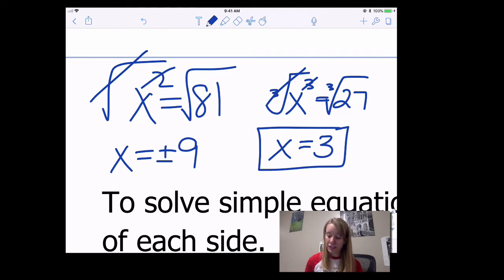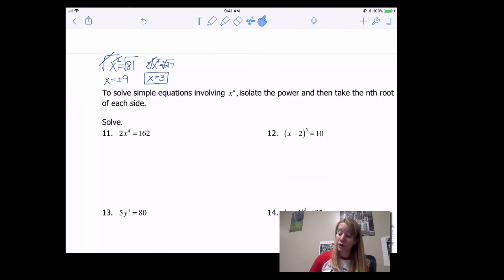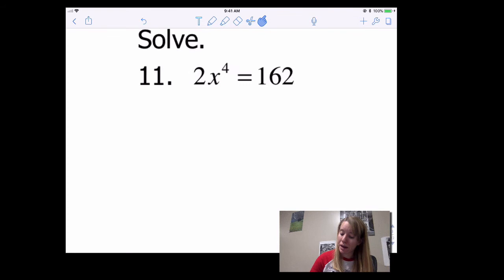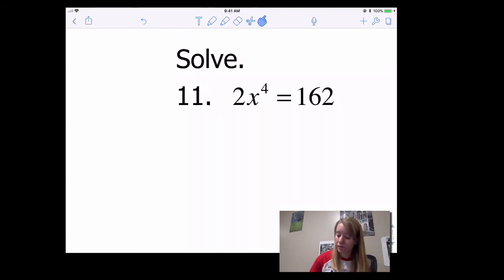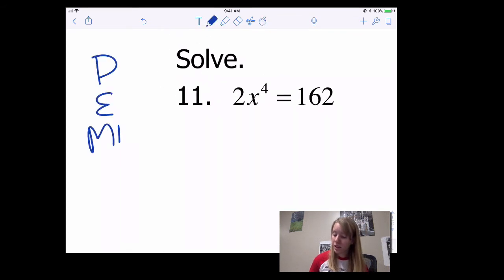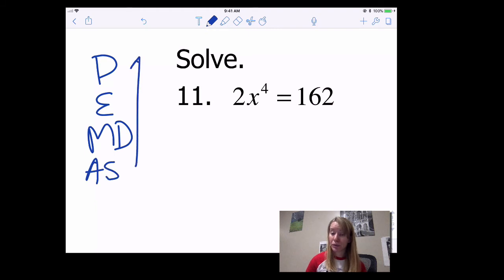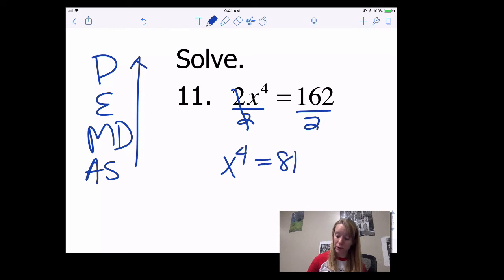So let's solve these equations with powers. Number 11, I'm always going to be using PEMDAS backwards. So first thing I do is divide by 2 on both sides. X to the 4th is 81. So add, subtract, we couldn't do it. Multiply, divide, we divided. Now I deal with my exponents.